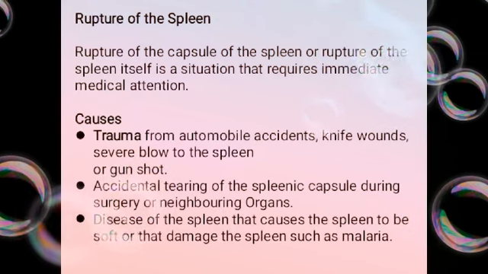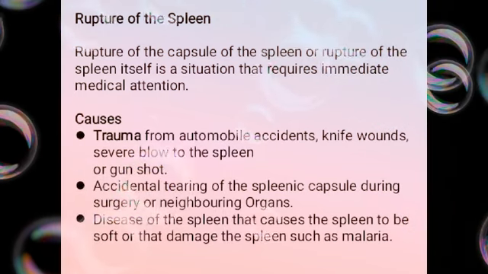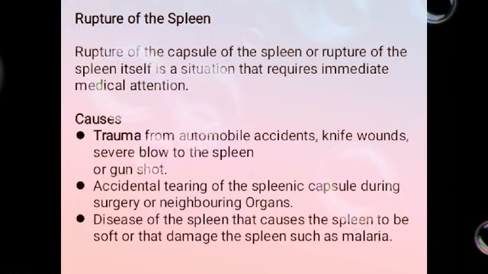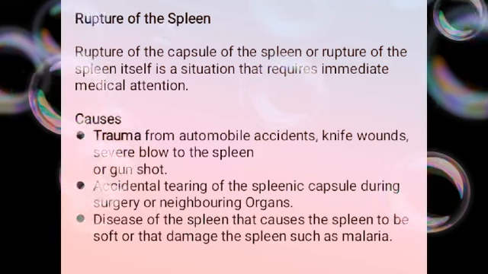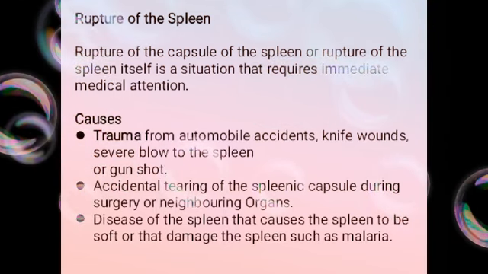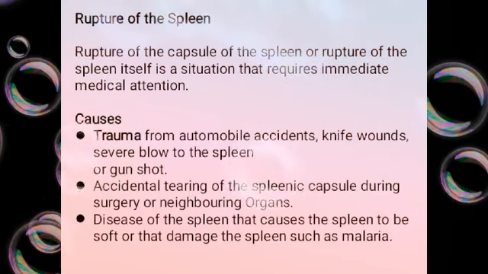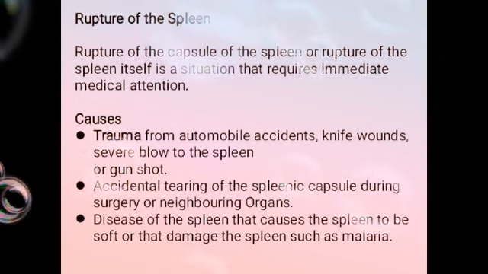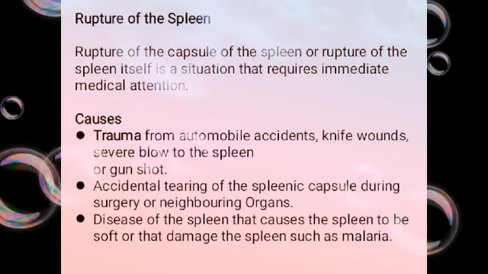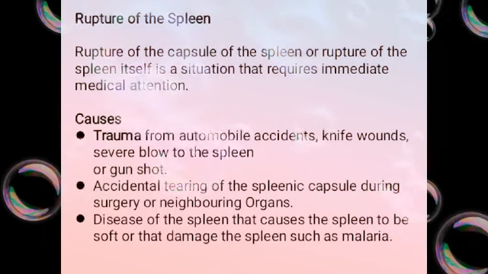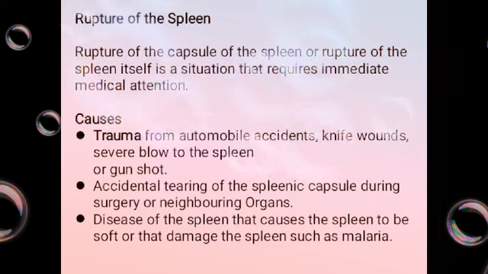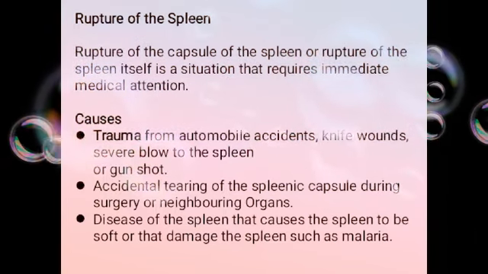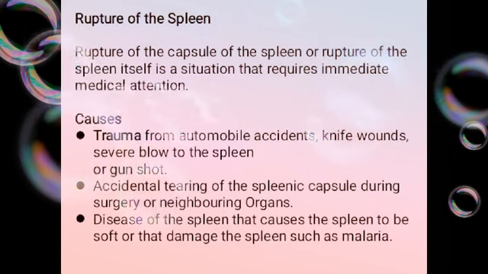Sometimes it can be caused by accidents, like knife wounds. Maybe someone pierces a knife into the abdomen, and then it penetrates through the spleen. This can cause the rupture. Or maybe a severe blow to the spleen, or a gunshot. These are some of the objects and events that can cause the rupture of the spleen. Sometimes there is accidental tearing of the splenic capsule during surgery of the spleen or neighboring organs.